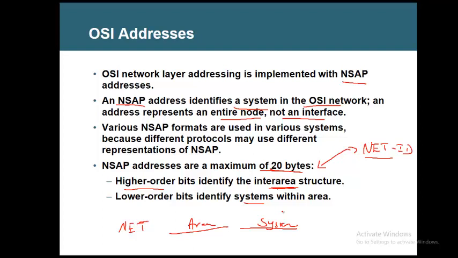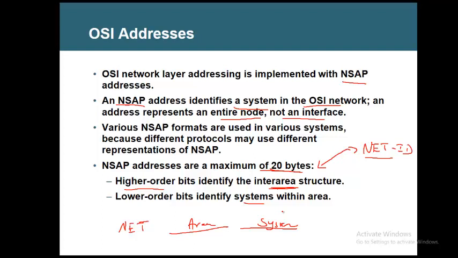Right. In the 20 byte, the lower order bytes are talking about the router ID. Here we call it the system ID. Router or system, all the same. What is ISIS? Intermediate system to intermediate system. What does that really mean? Router to router, isn't it? So, to identify a router, we have lower order bits. To identify which area the router belongs to, we have higher order bits.